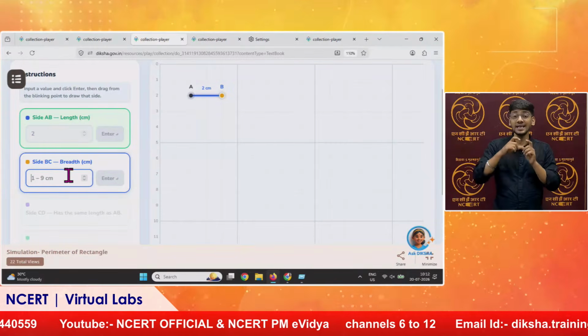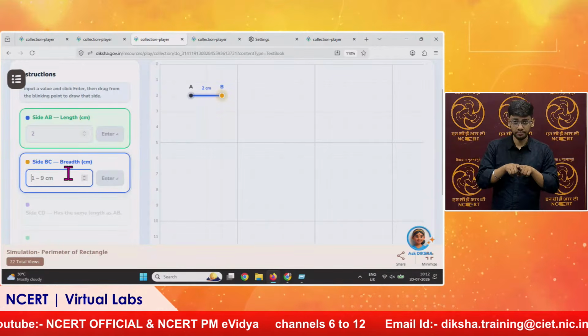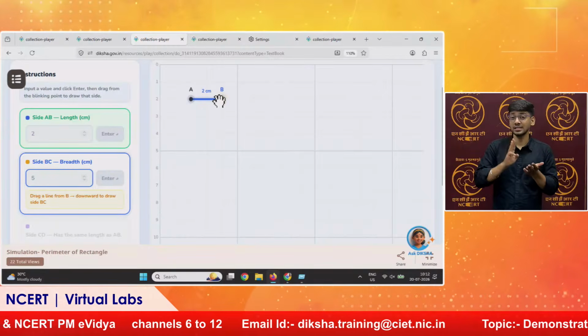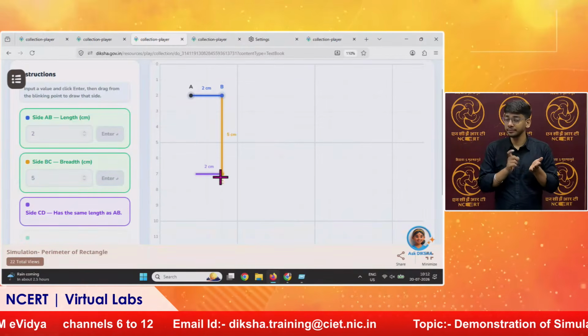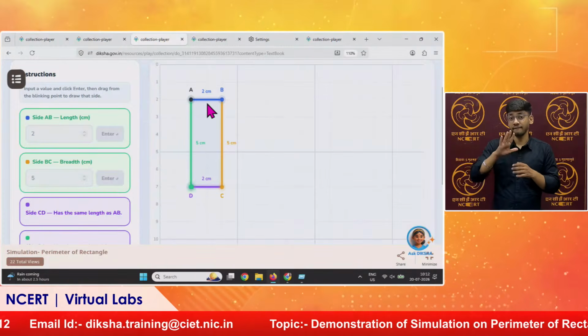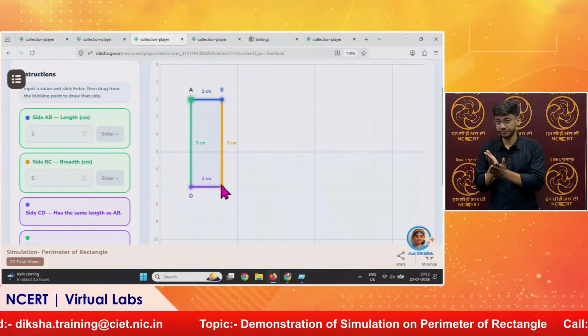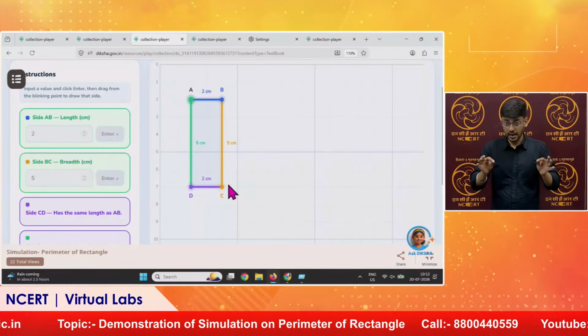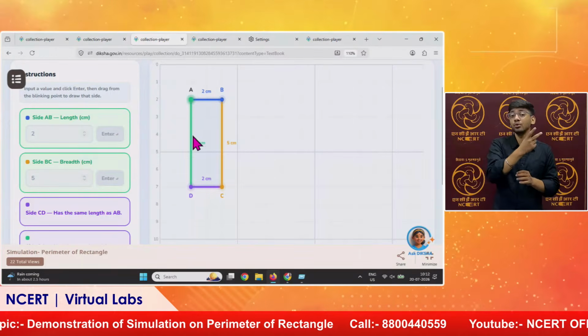So let's suppose we are choosing the side, we can take a random side. It's 2 centimeter, we have to enter that, and now we can see this is 5 centimeter. Here I am choosing 5 centimeter. This way we can see one rectangle has been formed, and the length is 2 centimeter, again 5 centimeter, 2 centimeter and 5 centimeter.